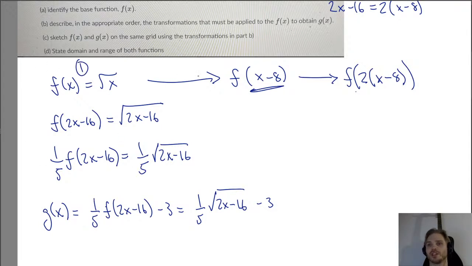So this is the starting function. You shift right by 8. You shrink horizontally by a factor of 2. That gets you to here. This is like step 3 also. Then you shrink vertically by a factor of 1/5. Then you move down 3.